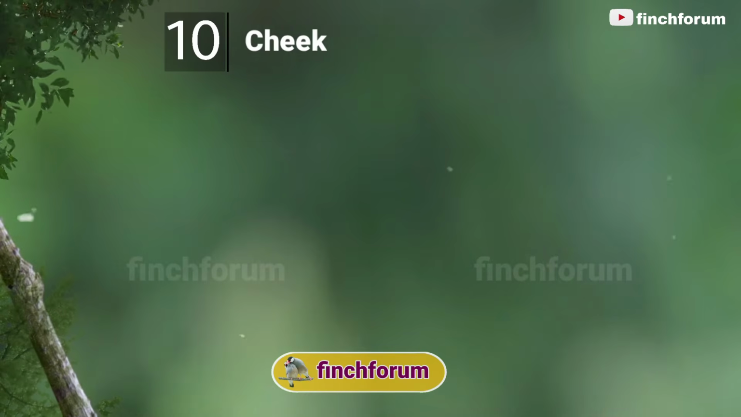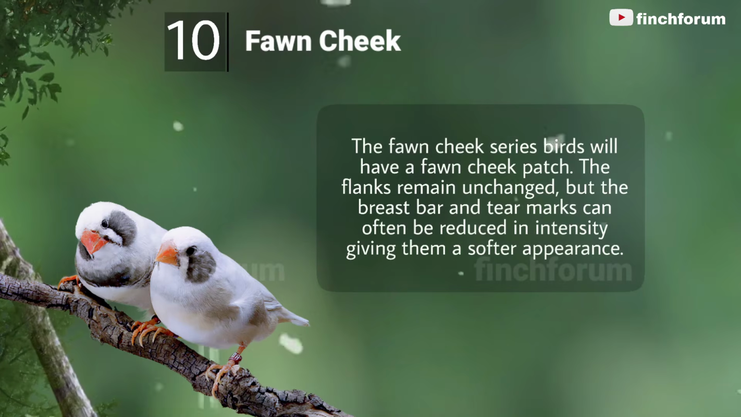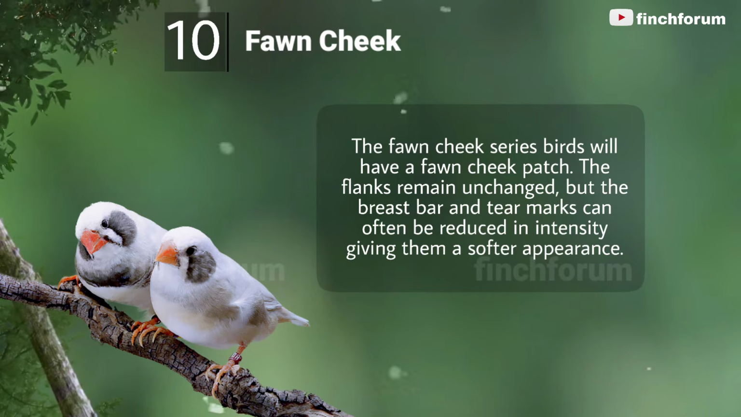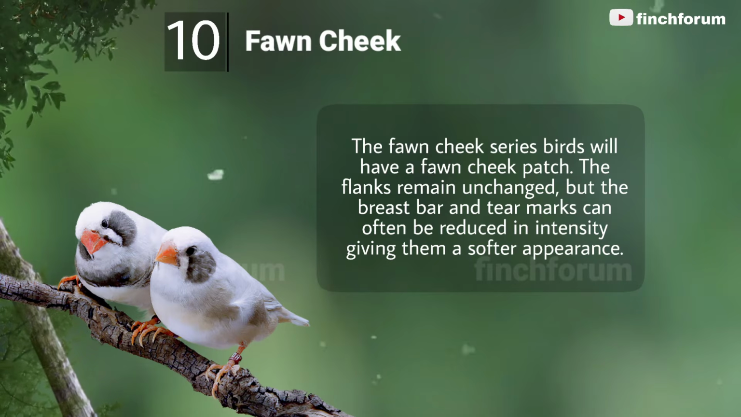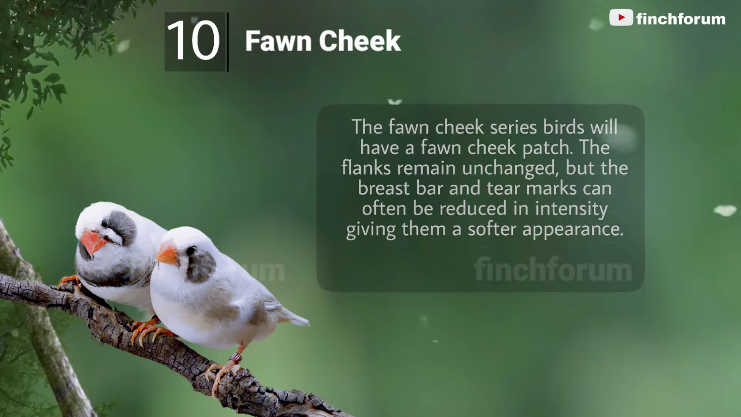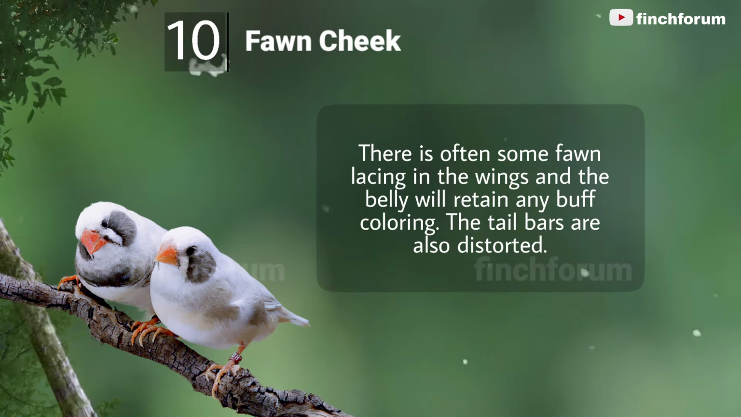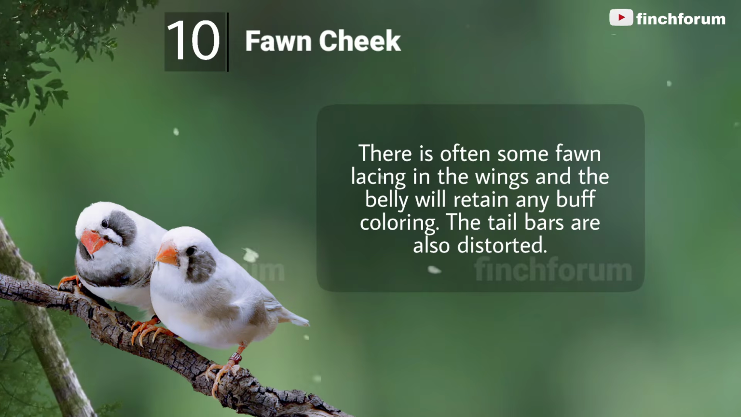Number 10. The fawn cheek zebra finch. The fawn cheek series birds will have a fawn cheek patch. The flanks remain unchanged, but the breast bar and tear marks can often be reduced in intensity, giving them a softer appearance. There is often some fawn lacing in the wings and the belly will retain any buff coloring. The tail bars are also distorted.